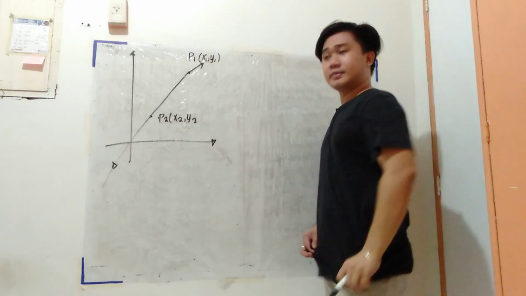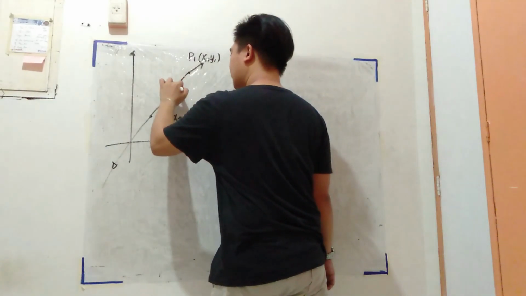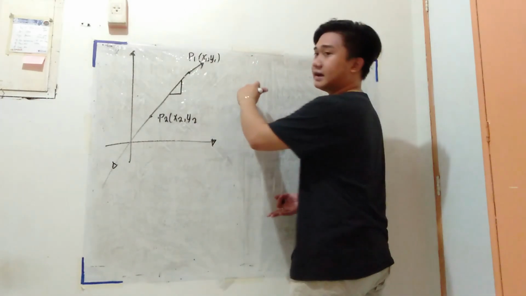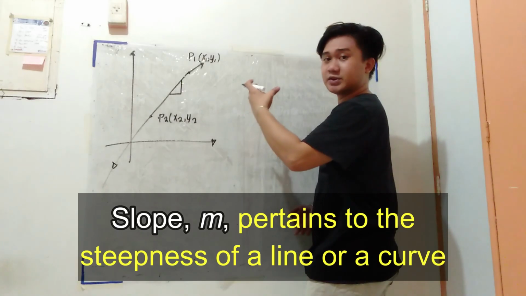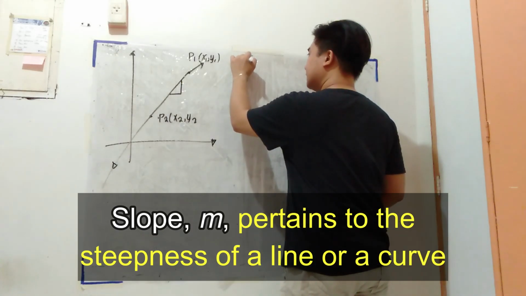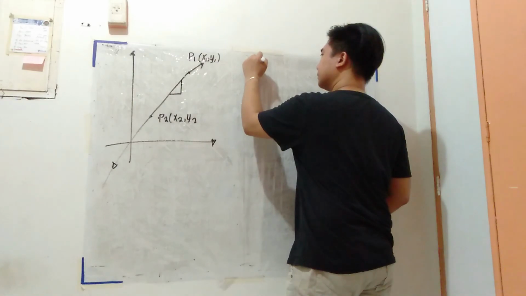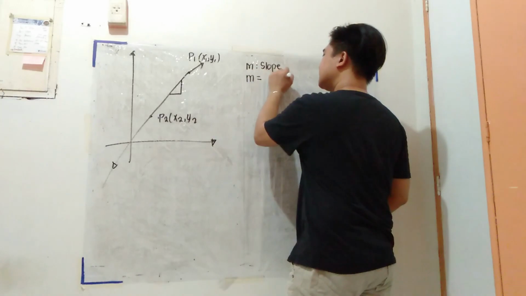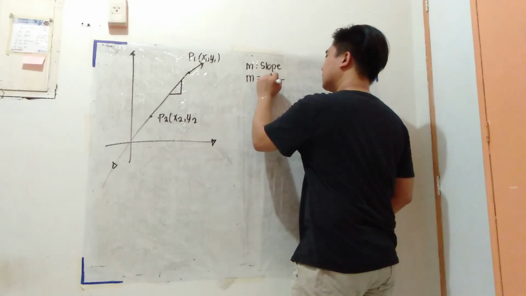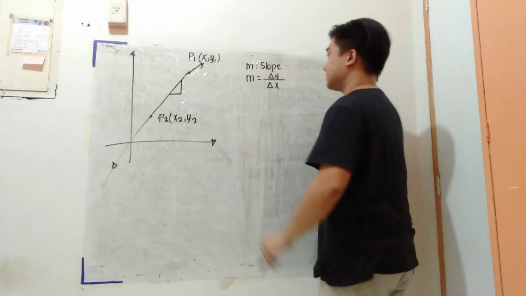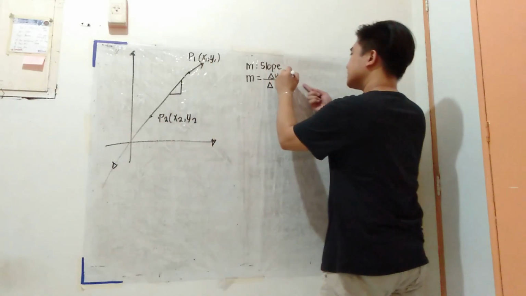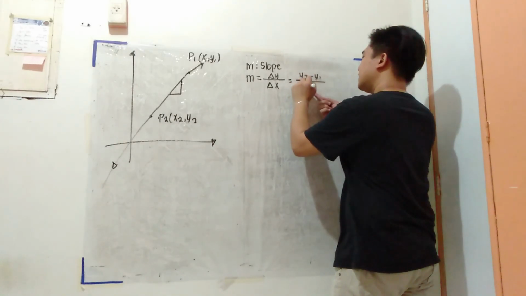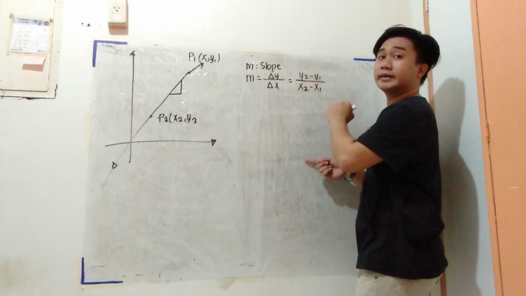Okay? So, when we talk about slope, we are talking about the steepness of our line. Again, when you say slope, that is the steepness of a line or a curve. And for slope M, we have a formula. M is equal to change in Y over change in X. So, using these 2 points, that is simply Y2 minus Y1 all over X2 minus X1.